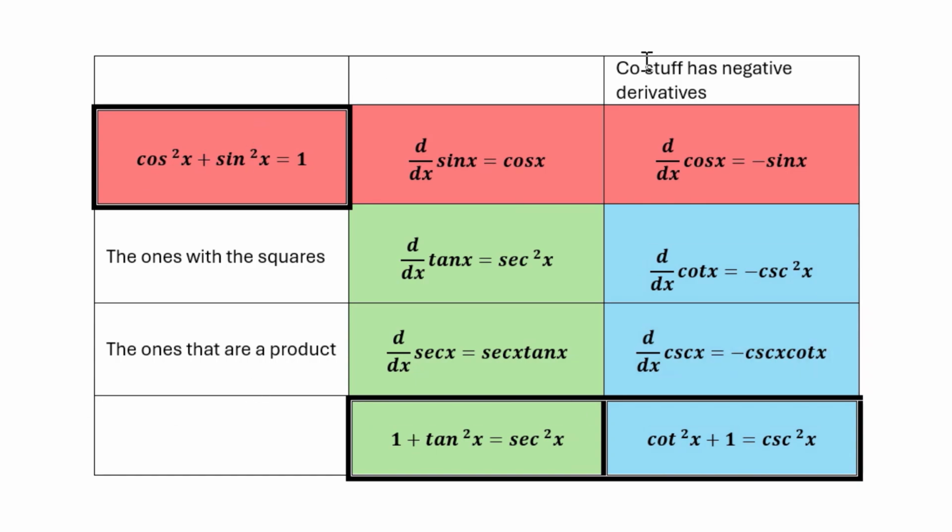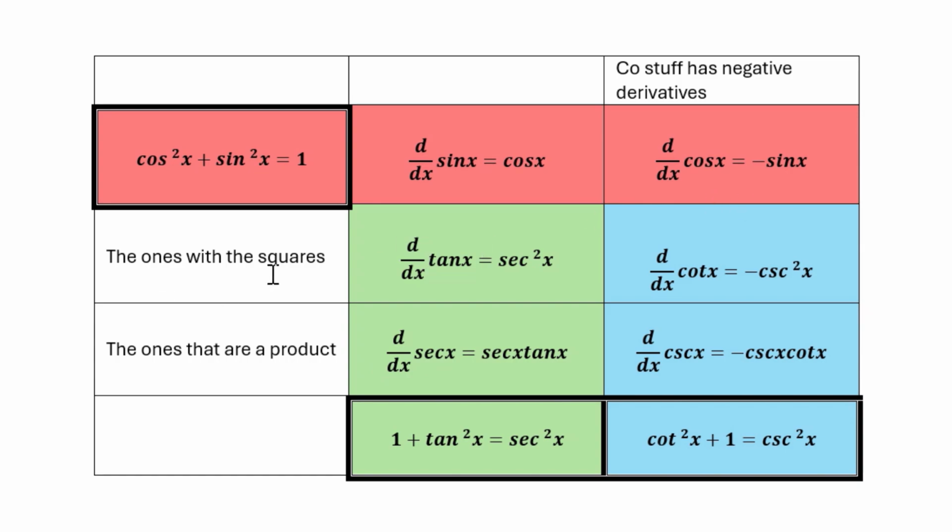Another thing is that whenever you take the derivative of a co-thing, you get a negative answer. So the derivative of cosine is negative sine, of cotangent is negative cosecant squared of x. The derivative with respect to x of the cosecant of x is negative cosecant x cotangent x. And so all of the co-derivatives, if you were taking the derivative of a co-thing, you should get a negative answer. And when you're taking the derivative of a not co-thing, you get a positive answer.